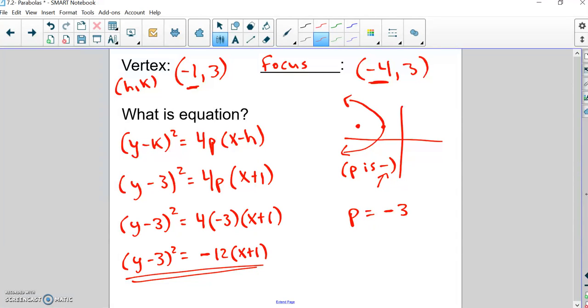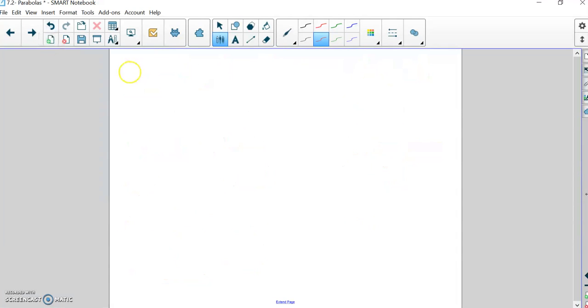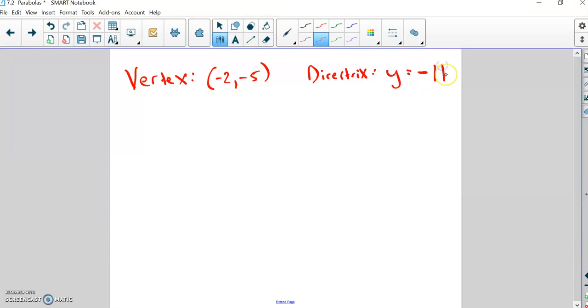Let me show you one more that's like this. And then to finish off, we will try one graphing. So let's say that we had one where we knew the vertex was at -2, -5. And we had a directrix, that's a line, at y = -11.